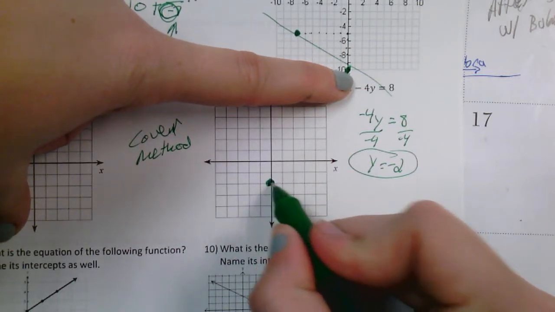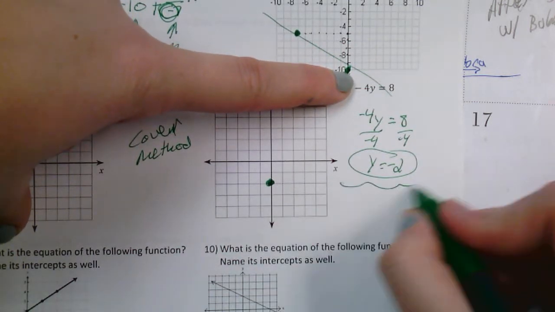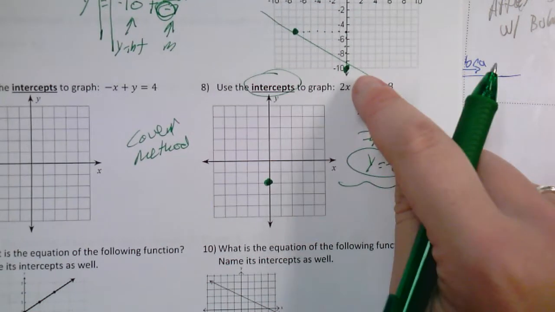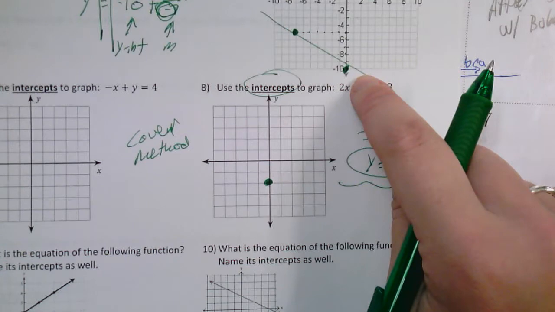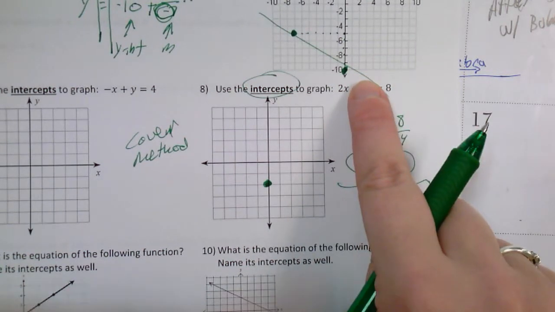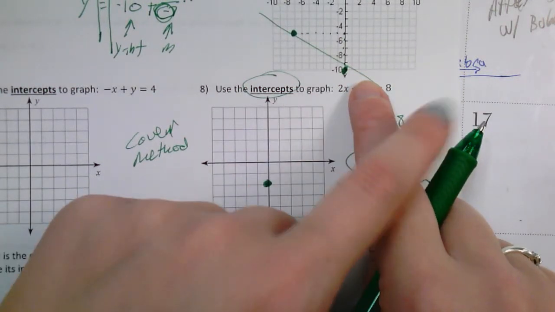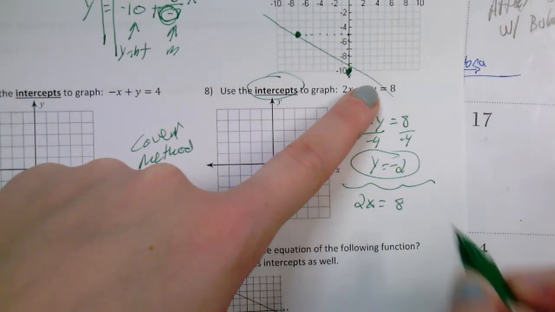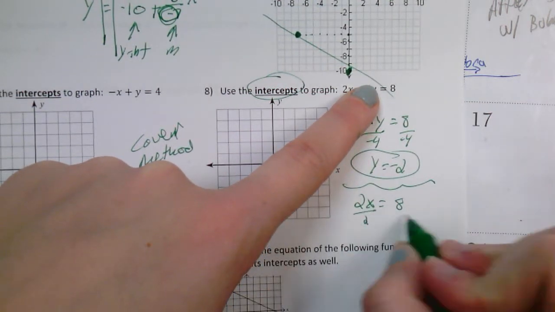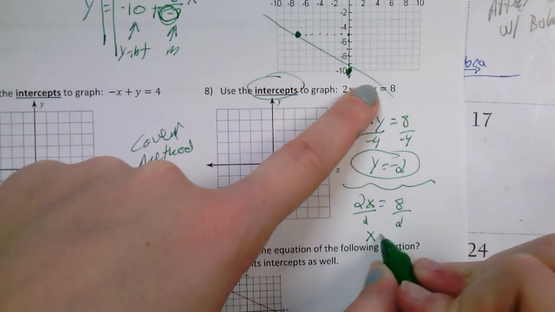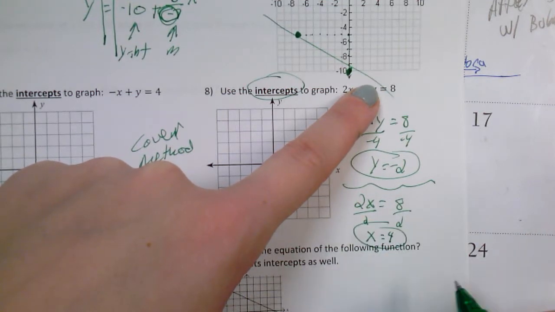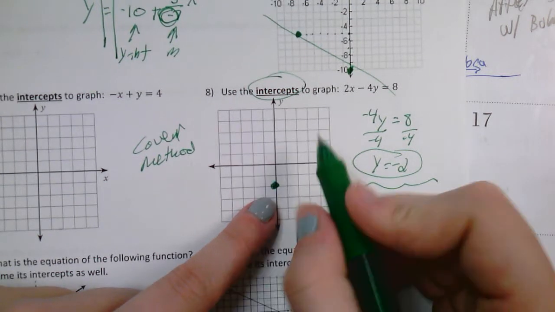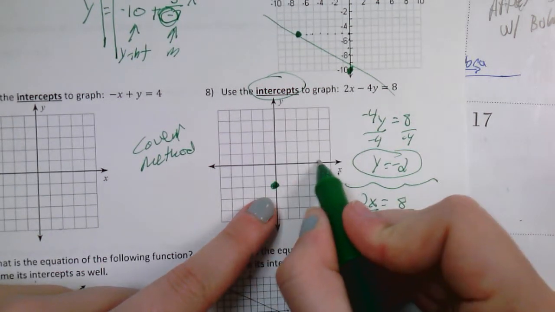Awesome. Now let's figure out the second point. So this time, let's cover up the negative 4y. Well, that's going to leave me with a 2x equals 8. So I have 2x equals 8. Now I need to solve, so let's divide by 2. That gives me x equals 4. That's my second point. So let me go to the x-axis, and let me go to positive 4. 1, 2, 3, 4. Here's my second dot, and I am now done.